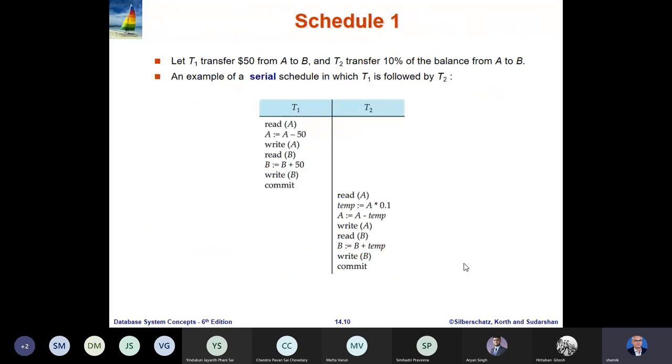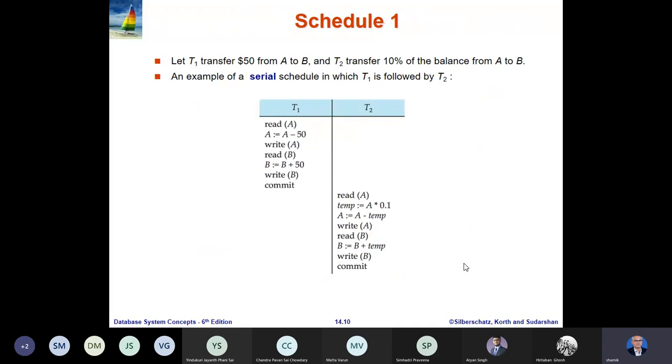Now let us take a look at our particular schedule. So what is meant by schedule? As I said, it is a collection of transactions. We have two transactions T1 and T2 here. T1 reads these things, and as you can see, it moves 50 from A to B, and T2 computes 0.1.